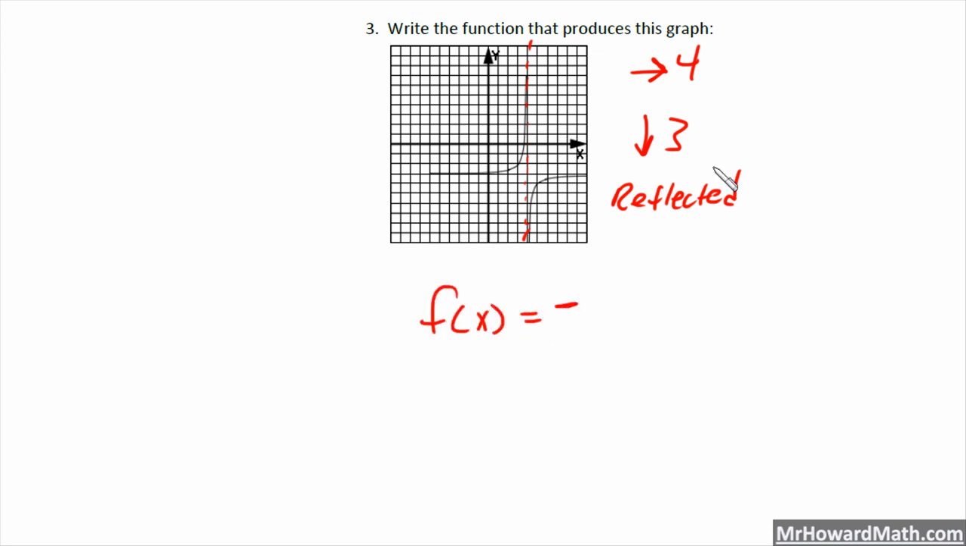So we'll put a negative in the very front for the reflection, and then we'll have 1 over, and to move it right 4, we need the denominator to be x minus 4. And then to move it down 3, we need a minus 3 out here to the side. So altogether, f of x equals negative 1 over the quantity x minus 4, with the minus 3 out here. This was the down 3, this is the right 4, this is the reflection. So that's it for 3. Let's go on to problem 4.